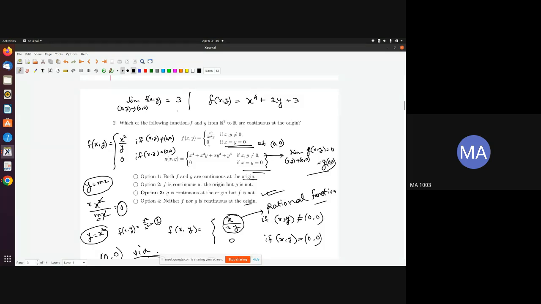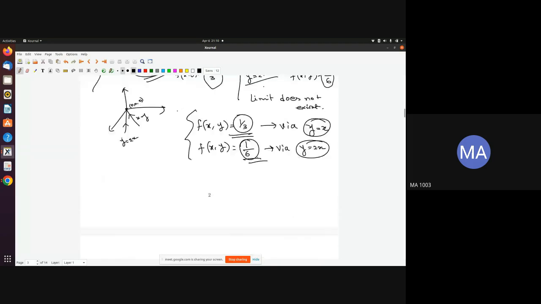But value should exist. Limiting value should exist. And that is exactly the putting the value where you want to find the limit. That is what you want. Clear? Yes, sir. Okay, great. So this is the first topic which was discussed, I think.